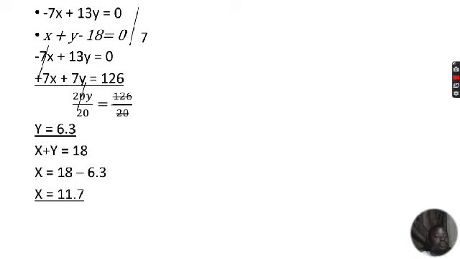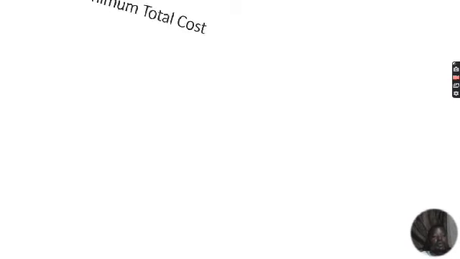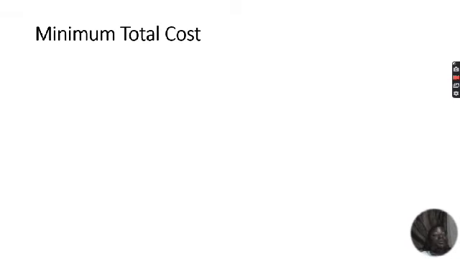And our value for y is 6.3. Okay. So the next thing we are going to do is find our minimum total cost, because that was our second equation. Now to find the minimum total cost, we are going to take the total cost equation, which is 3x squared plus 6y squared minus xy.